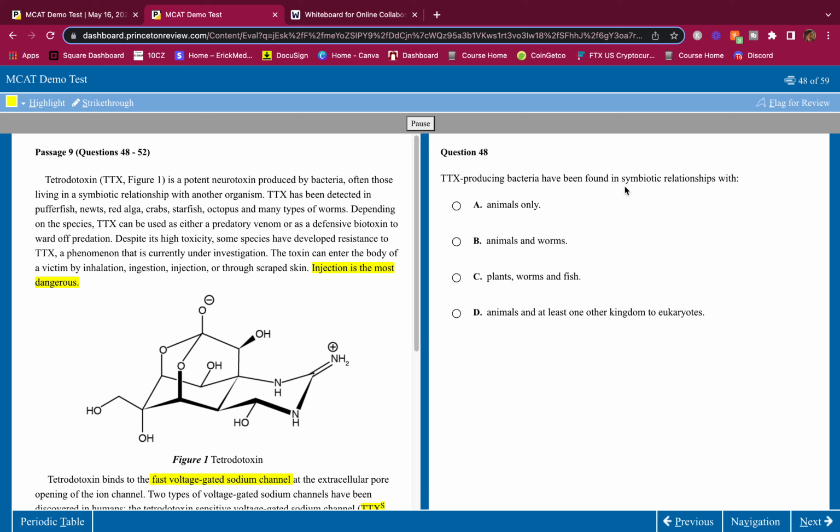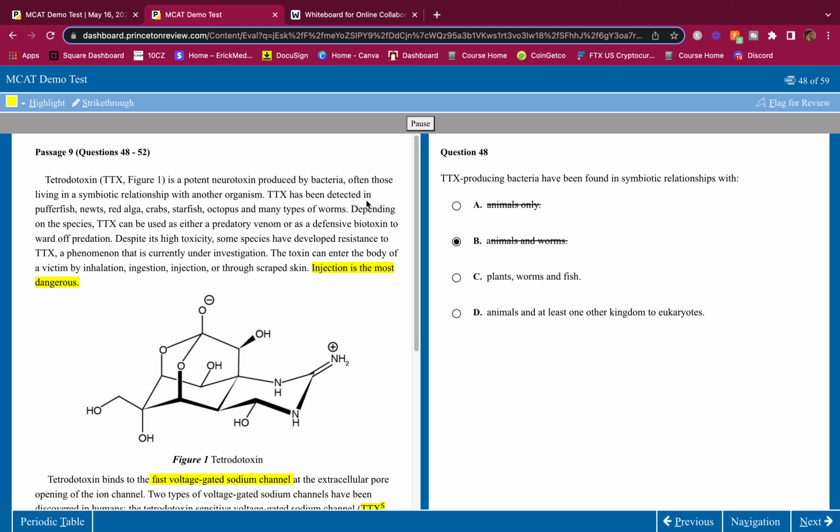TTX-producing bacteria have been found in symbiotic relationships with... Oh my god, come on, this is so easy. Alright, what do we got here? Let's do this quick. Animals only? No, because you have the alga. That's not an animal, so this is wrong. Animals and worms? No, again, you have the alga, so this is wrong. That's not an animal, that's not a worm.